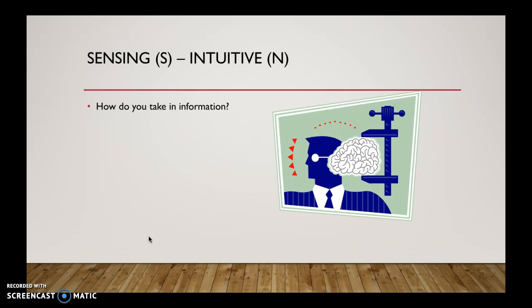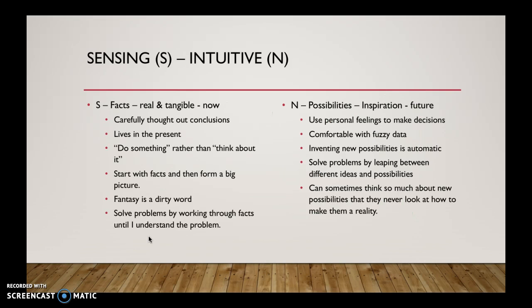Sensing and intuitive. This preference identifies how you take in information. The sensing are all about the facts, the real and tangible, the now. They carefully think out their conclusions.